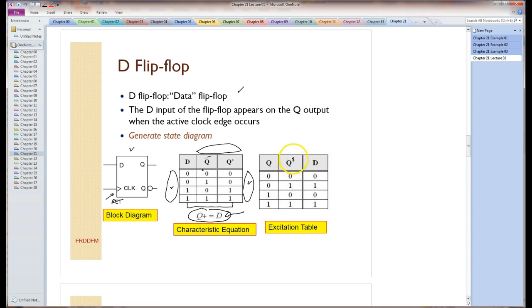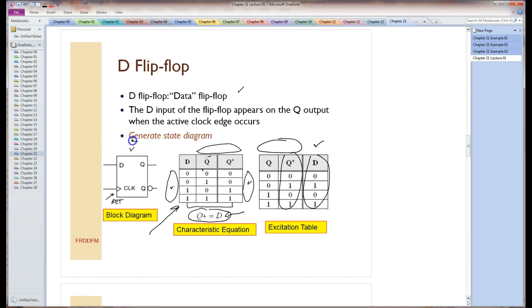This is another table here. It describes what D has to be to cause this state change. So 0 to 0, that's a D of 0, 0 to 1, D of 1. So it's actually just the same table, but it's rearranged differently. They call it an excitation table. Once again, we used to use that a lot. We pretty much don't use that anymore, but you can see once again D matches the Q plus column, which is what we're interested in here.